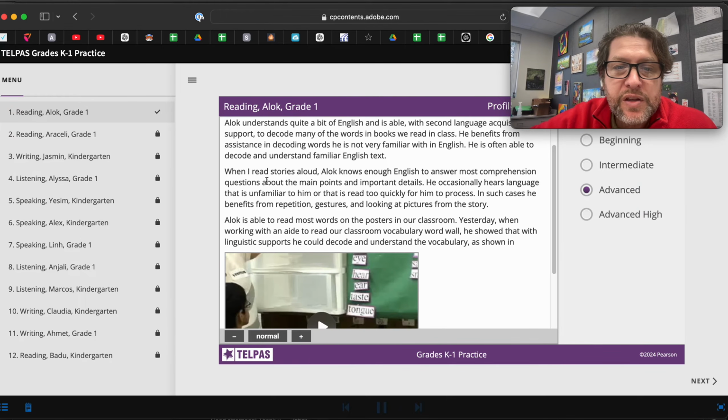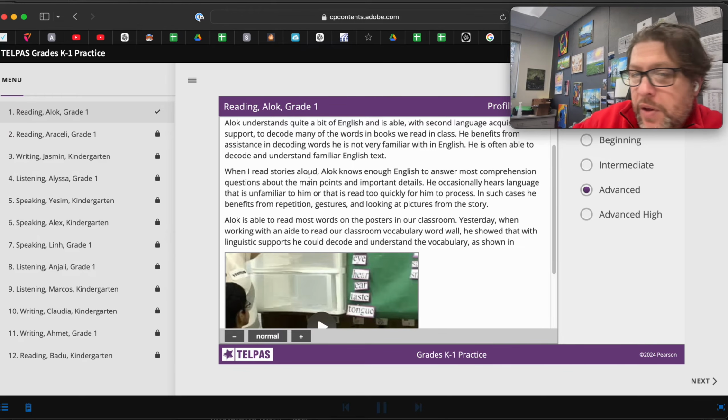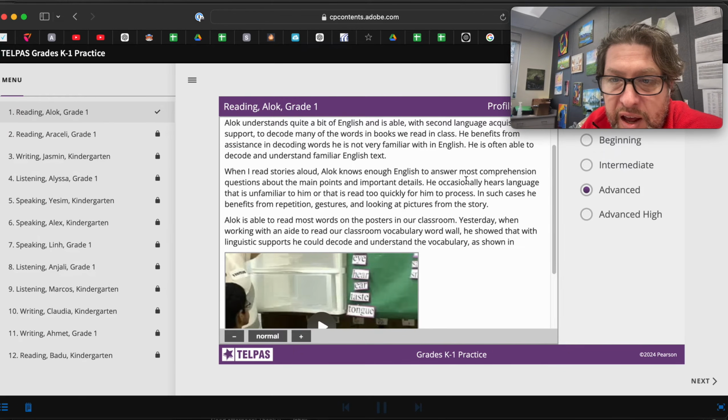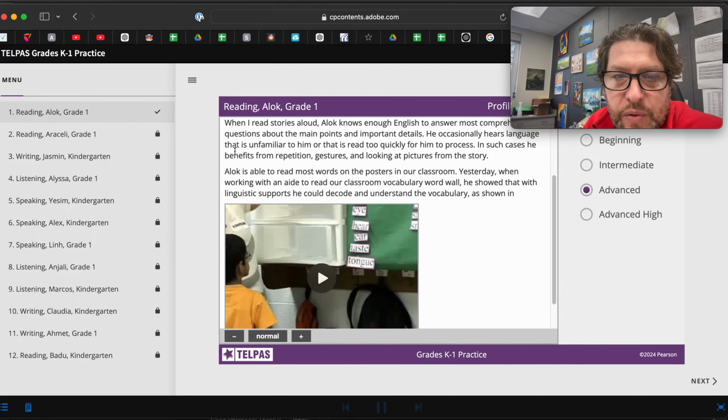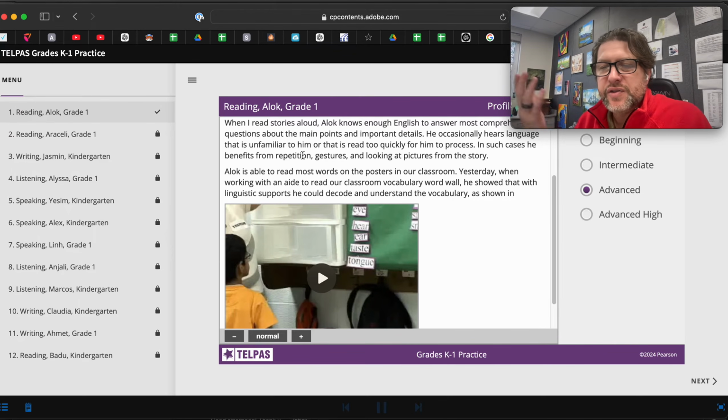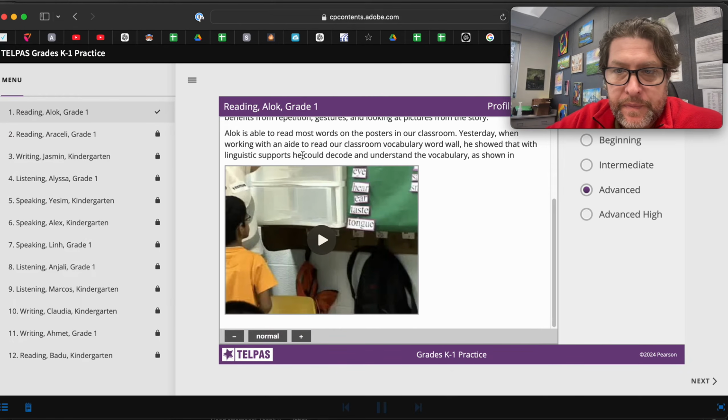Okay? So when I read stories aloud, because that's part of it too, is to read aloud, Alok knows enough English to answer most comprehension questions about main points and important details. He occasionally hears language that is unfamiliar to him. So if they're still not quite getting it all, they're going to be advanced, but they've got a lot of it. So advanced is they have most of it. They have most, but not all. That makes sense? Okay. So let's listen to this, see what it says.